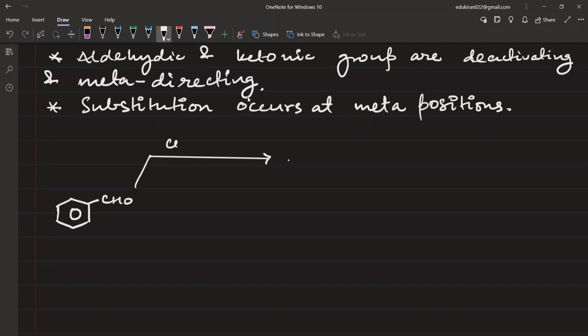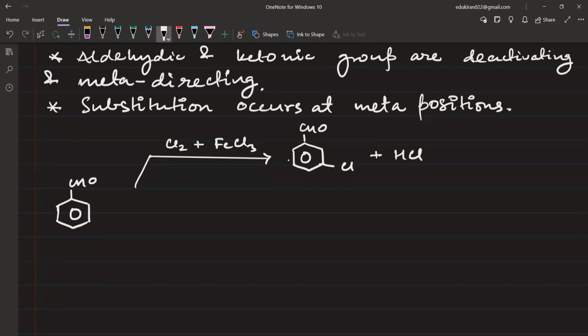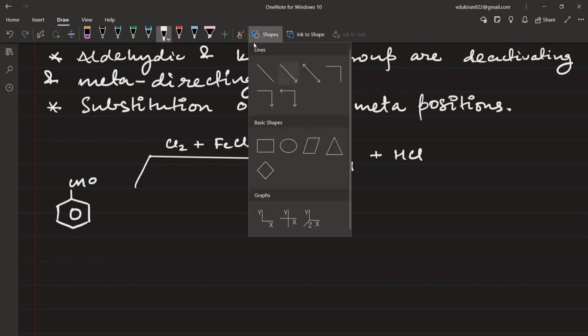So if you add Cl2 in the presence of FeCl3, this CHO will be as it is. We put the CHO here, and chlorine in the meta position, plus you will get HCl as the byproduct. This is halogenation. Now look at the next one, nitration, and then you will do sulfonation. Next reaction is nitration.